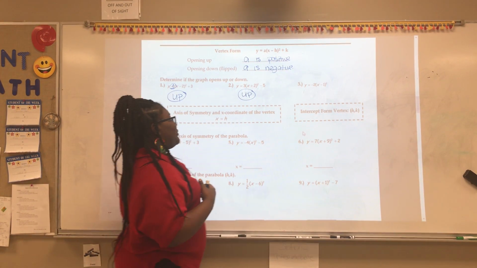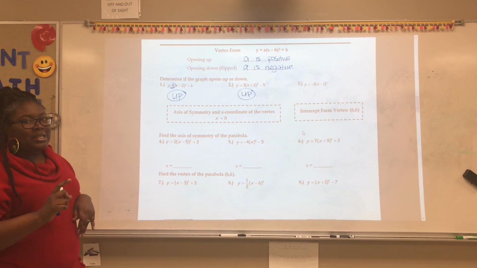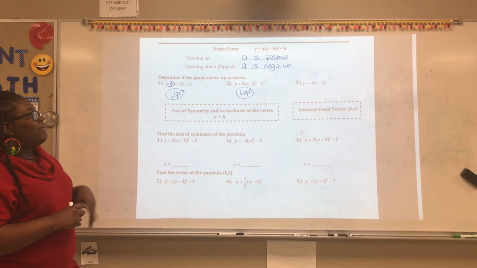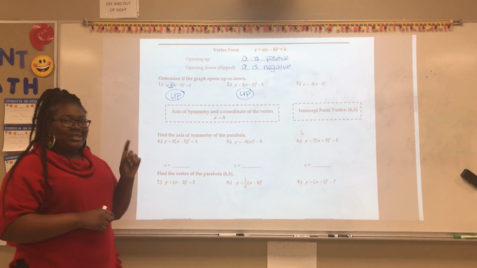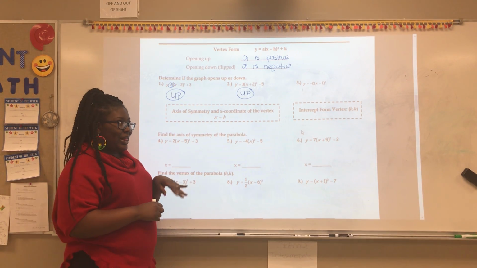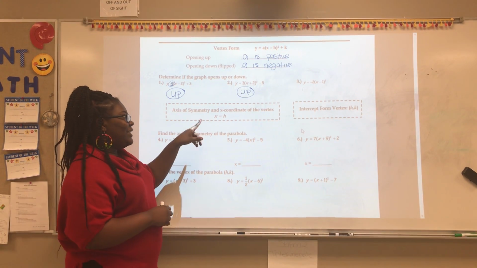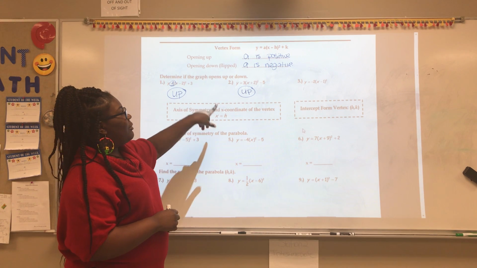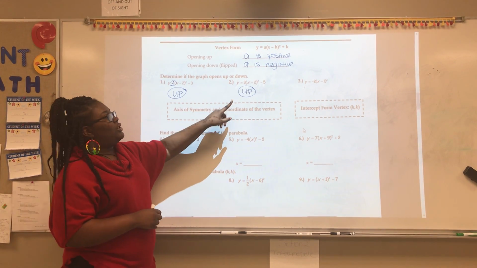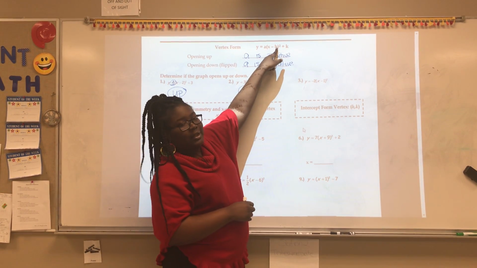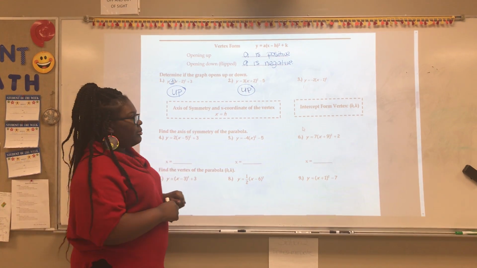Good job, guys. All right, let's talk about the axis of symmetry when looking at vertex form. The axis of symmetry can be found easily with vertex form because that value is h. So whatever h is in vertex form is your axis of symmetry.